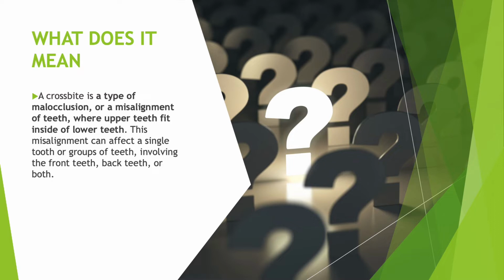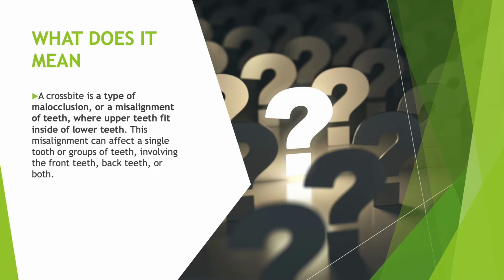It is a type of misalignment of teeth, wherein the upper teeth fit inside the lower teeth. Because in a usual, normal situation, it is the upper teeth that fit outside the lower teeth. But in a crossbite situation, the upper teeth will fit inside the lower teeth.